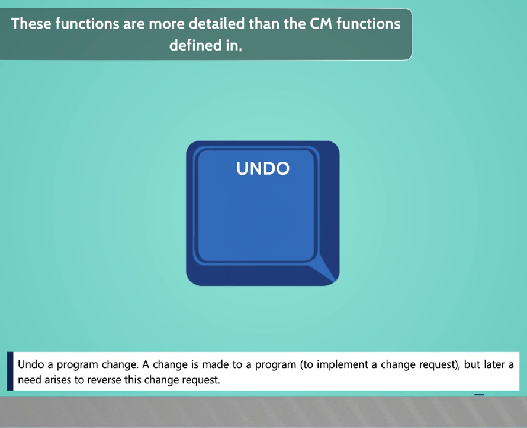Undo a program change. A change is made to a program to implement a change request, but later a need arises to reverse this change request.